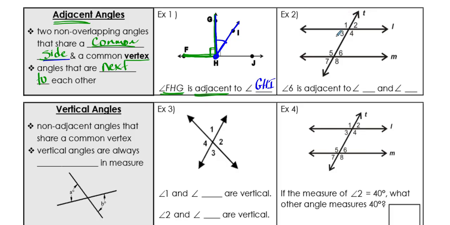It is way simpler when they're labeled with numbers like this. Right next to angle 6 is angle 5. On the other side of angle 6 is angle 8. So angle 8 and angle 5 are both adjacent to angle 6. Angle 7 is across from it. That's not next to it. Even though they connect at that same vertex, they don't have the same common side. 5 shares this side, 8 shares that side.